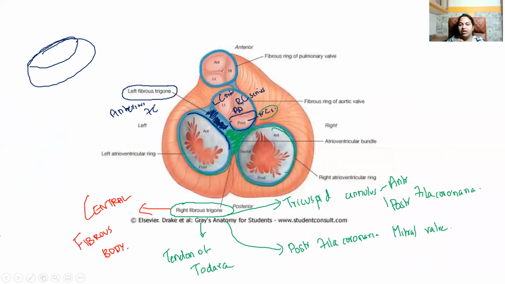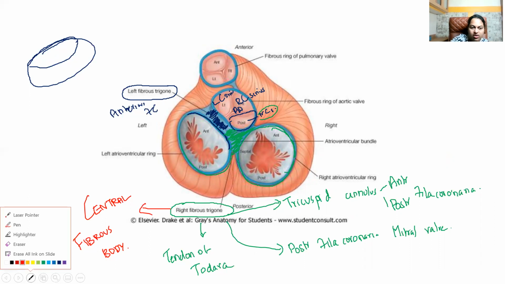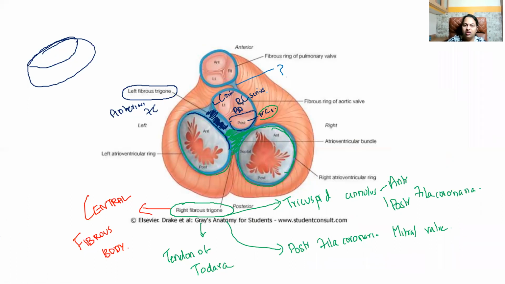Regarding the position of the annuli, the anterior most is the pulmonary, the aortic is central, and the left atrioventricular orifice is more postero-superior to the right atrioventricular orifice. And then I told you about the collagenous tissue connecting the pulmonary and aortic. What is it called? Tendon of infundibulum. And what is trigonum fibrosum dextrum?